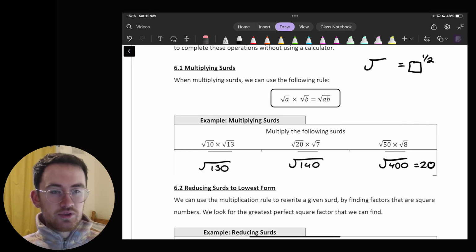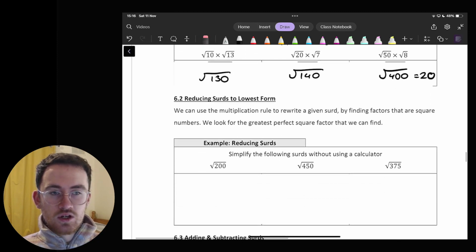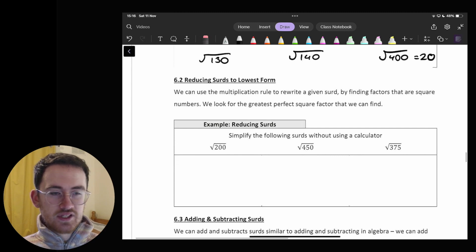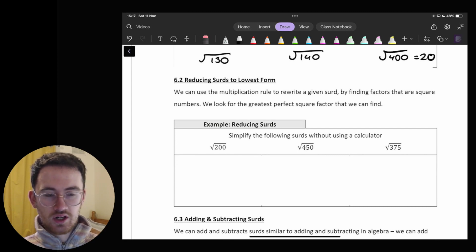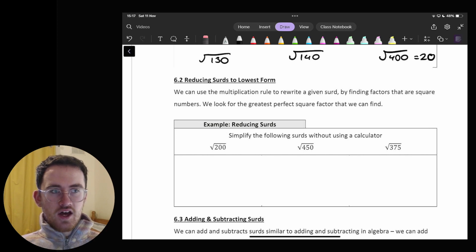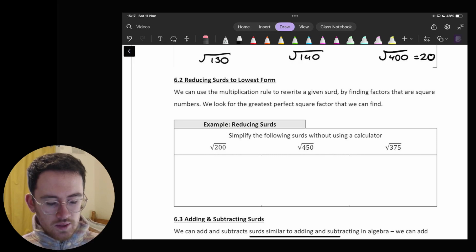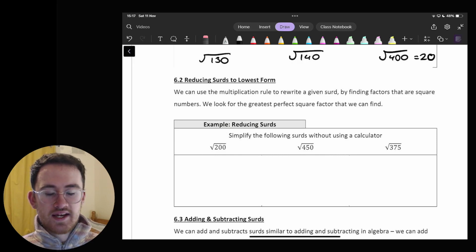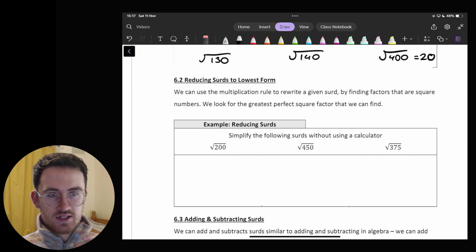But moving on from multiplying, we're looking at reducing surds to lowest form. Again, if we type these into our calculator it will do a lot of these for us, but we should be able to do them ourselves. It's important that we have that ability. When we're reducing surds, what we try to do is rewrite whatever's under the square root in terms of its factors, particularly looking for the highest square number that is a factor of whatever's under the square root. If we can't find the highest one, we can go with a lower one, just remembering that there could be a second one for us to go with.